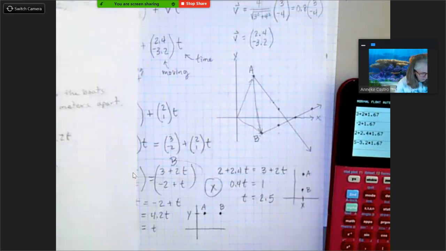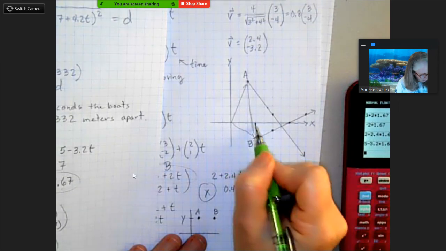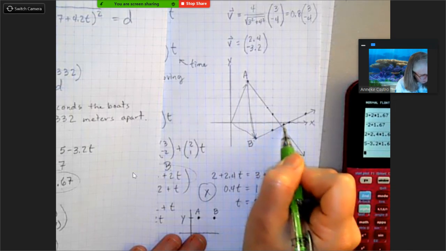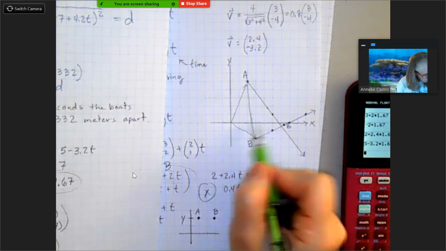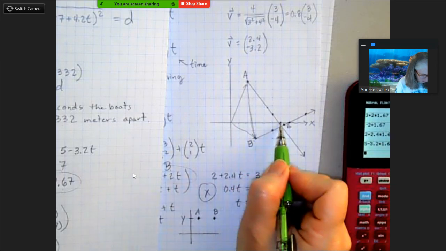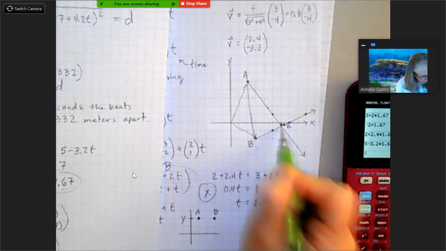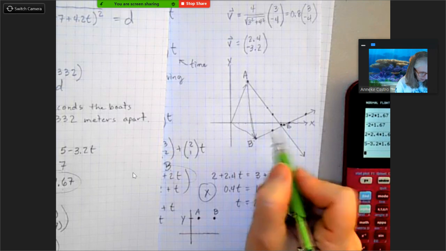So if I look at my graph, 6.34, 1, 2, 3, 4, 5, 6.34, and -1/3. Oh, right there. There's my boat B. And then for boat A, it's going to be at 6.01. 1, 2, 3, 4, 5, 6. That's basically 6. And -3.4. Aha. Right there. See? That's where they are at 1.67 seconds.